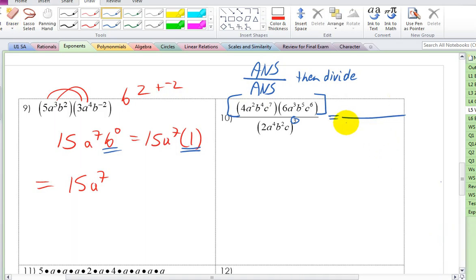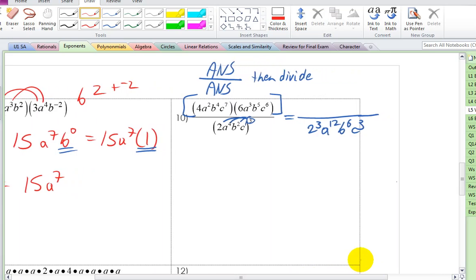Here, you should get 2 cubed on the bottom, A12, B6, C3. So you multiply that exponent into each piece of the puzzle. I hope you did that. Up top, you'll get 24, A5, B9, C13. So you're multiplying these, which means you add the exponents. Any questions? Okay. Yep.